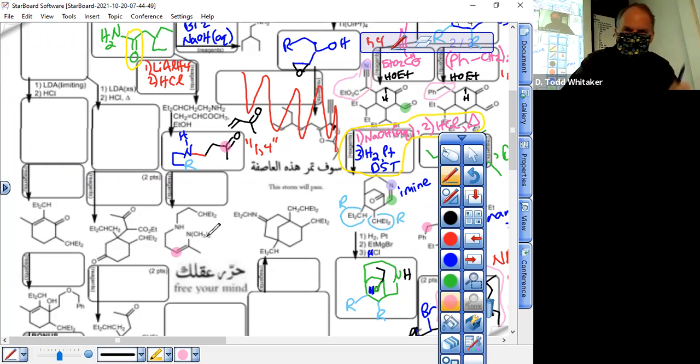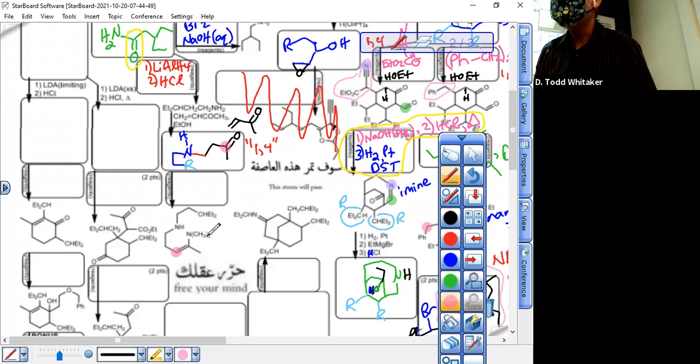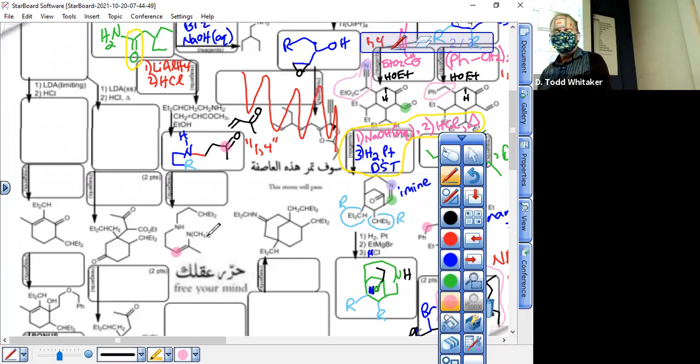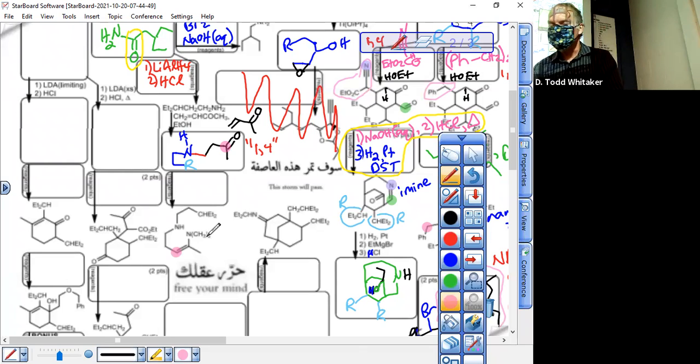So enamines are made from what? What two things are needed to make enamines? We learned them in chapter 16. Aldehyde or ketone, not provided here, with an amine, provided here. Okay? We got an amine, provided here. I just think this has one extra C over here.